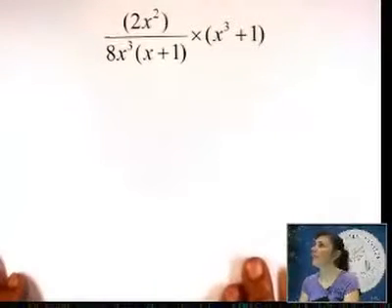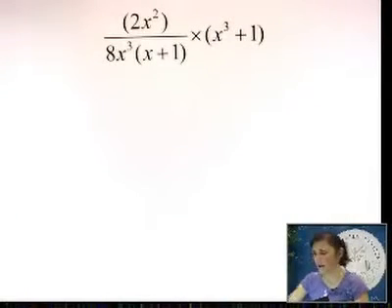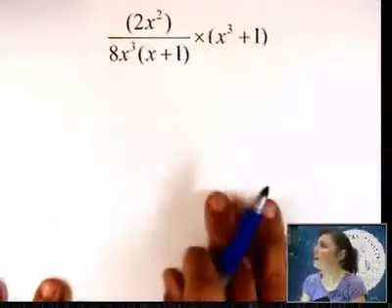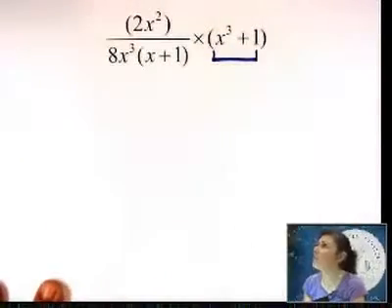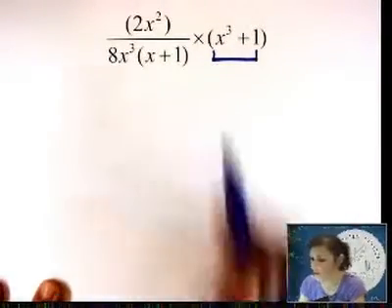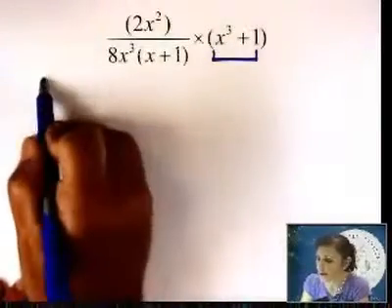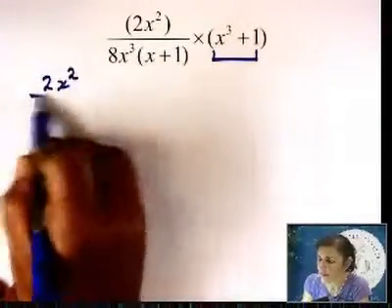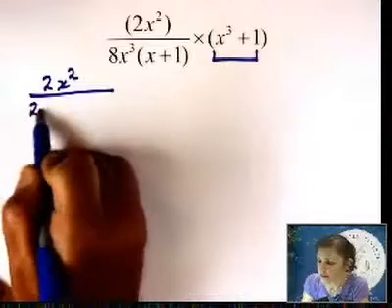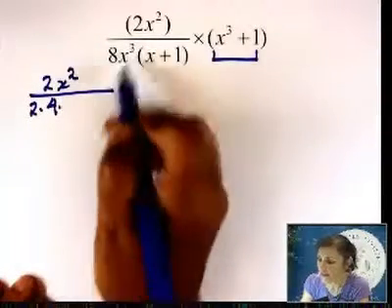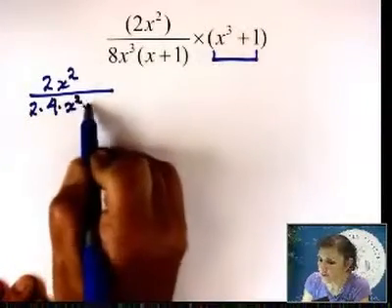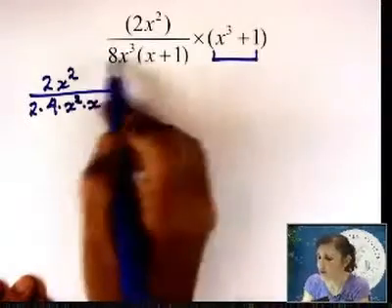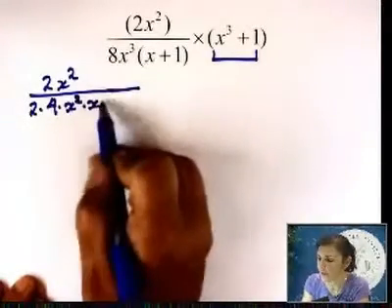How about this one? Now, here I need to do some factoring. X cubed plus 1, that one is the addition of 2 cubes. So watch the factoring video. So I'm going to rewrite. I have a 2x squared on top. I have a 2 times 4. I can do that. And then there's an x squared and x. That's another way of doing it so that I can cross them out. So I kind of broke them down.